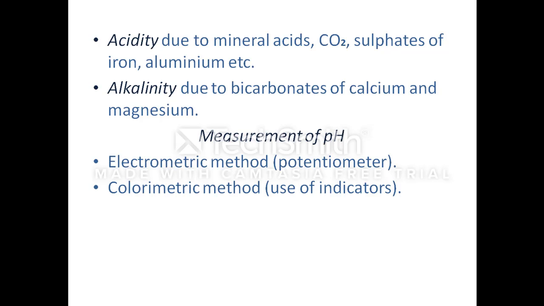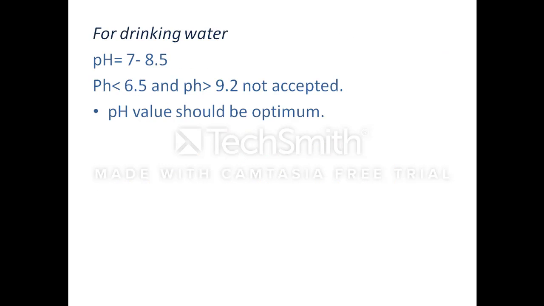For drinking water, the pH value should be between 7 and 8.5, but the water having pH less than 6.5 or greater than 9.2 is not suitable. So the pH value of water sample should be optimum. If the pH is low, the water causes corrosion of pipes, and if pH is high, it may cause sediment deposition on the pipelines.